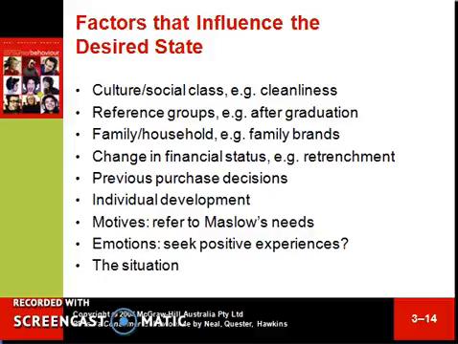A sudden change in financial status can change an individual's desired state. A previous purchase, such as buying a house, will trigger the need for a large range of new purchases. Individual development is associated with changes in taste, etc., and is dependent on other changes such as getting older or having more money. Individuals' motives can influence their buying and consumption. For the situation, refer to previous lecture notes.